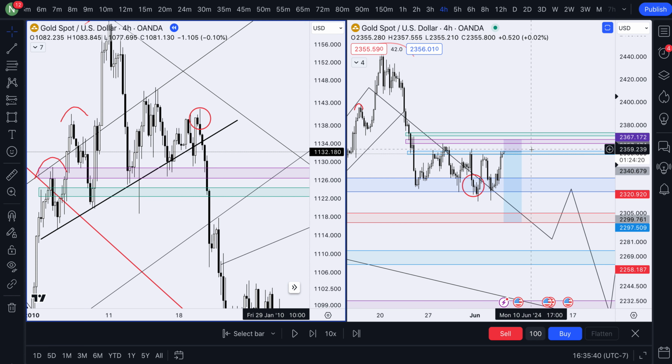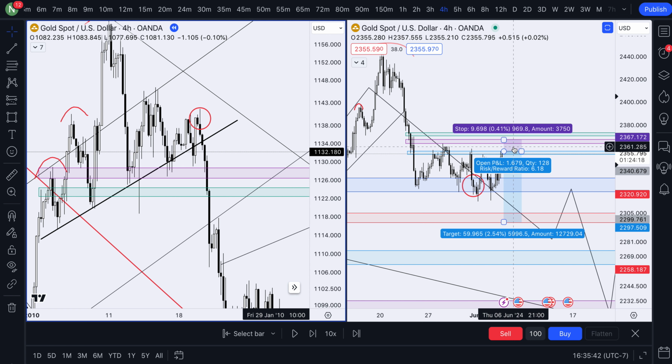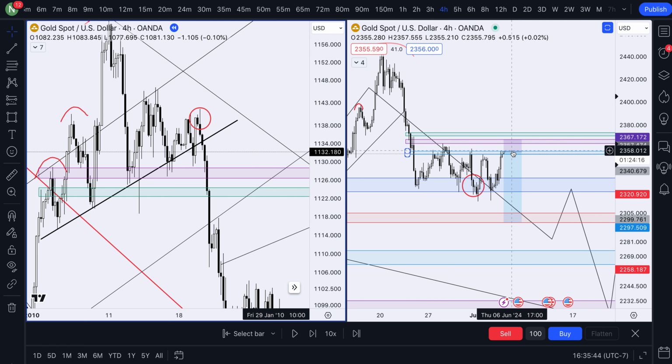So it's nice because our stop loss isn't very big at all. It's very, very small, a good risk to reward ratio. I look like one of those people who have super high risk to rewards.